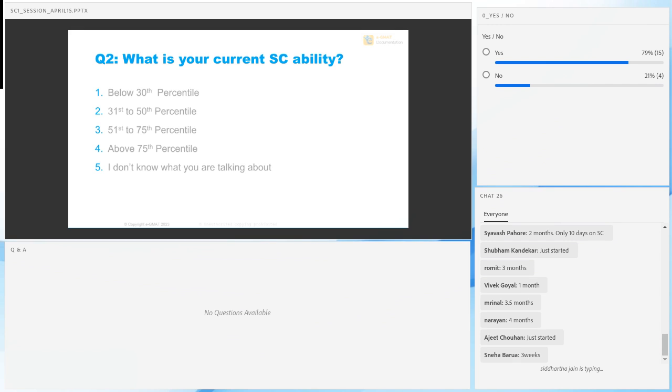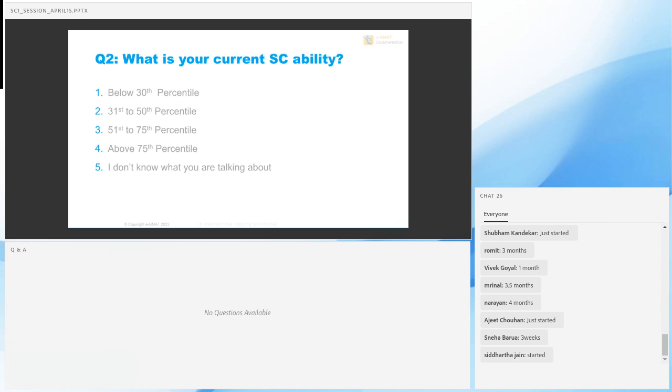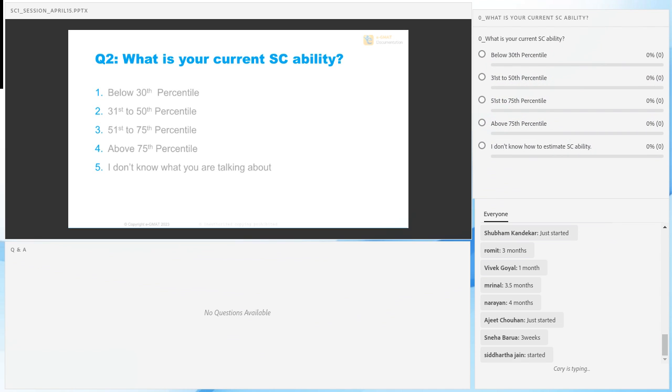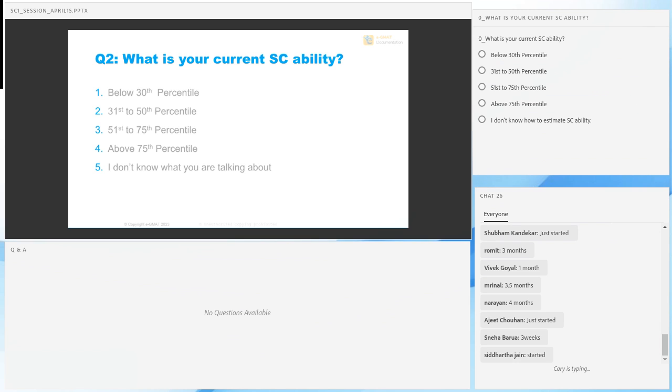Now, what is your current SC ability? I'm going to bring this poll up so that you can put that information. And if you don't know how to estimate your SC ability, select that choice. That's absolutely fine. And this is not your accuracy in SC. I'm asking about ability. Let's get some more people to respond here.